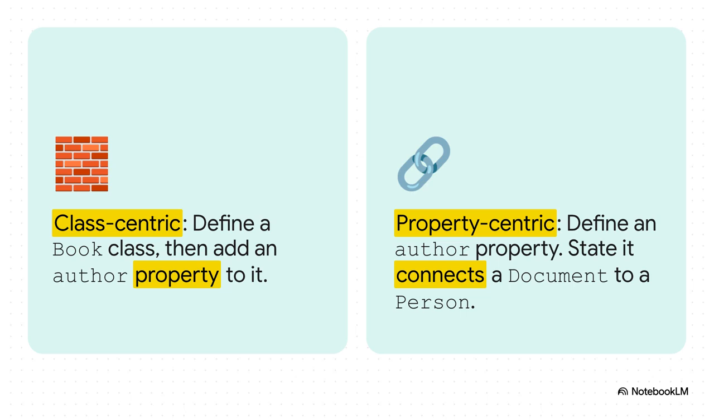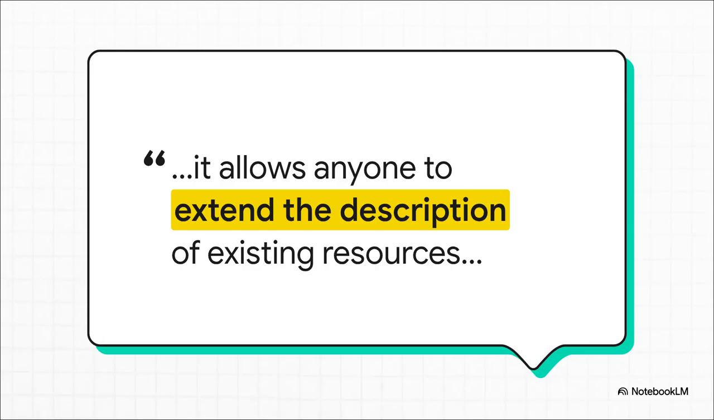Like book. And then you'd give that class some properties, like author. The property belongs to the class. But RDF Schema flips that whole idea completely on its head. It is property-centric. You first define a property like has author, and then you define what kind of things it connects. And this property-first approach is exactly what makes it so powerful for the web.